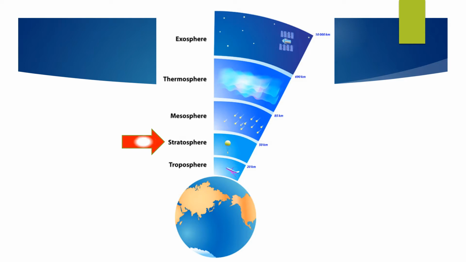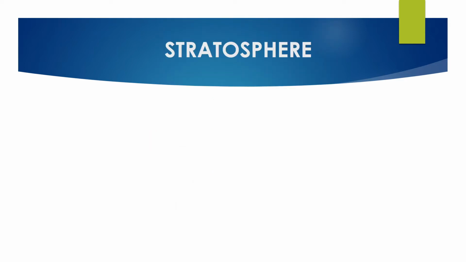So now we're getting into the next layer above the troposphere, and that is going to be the stratosphere. The stratosphere is the layer above the troposphere. And that can be your definition if you want it to be.